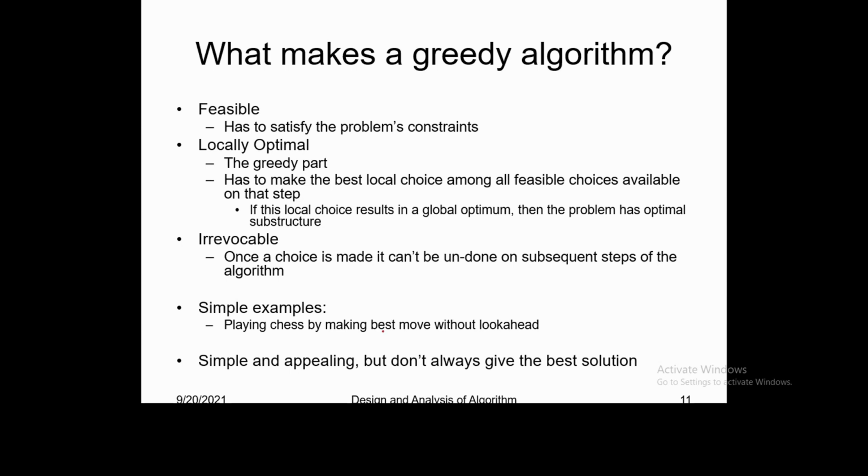So the simple example is playing chess by making the best move without looking ahead. Suppose we are just playing a chess game. There can be several options to select a particular move, and it is the best move in this situation, so we just select this particular move. But we don't know that after some time it will not be the best move. Maybe moving in another direction would have been the best move. So in the greedy approach, we cannot undo this after reaching this particular situation.